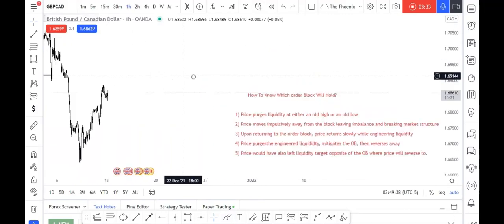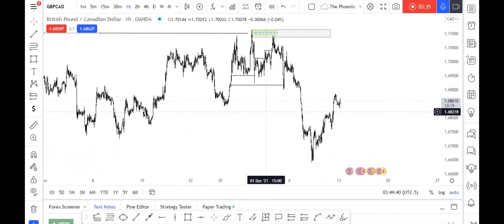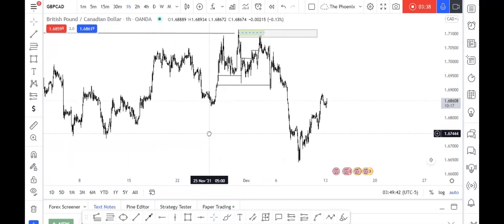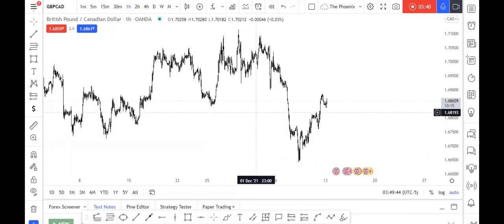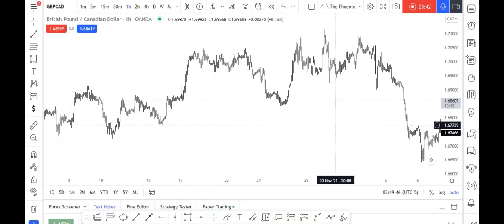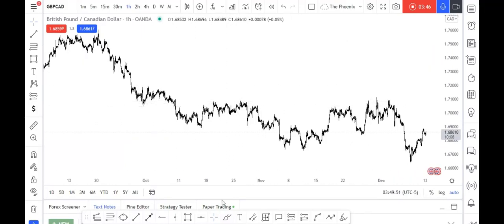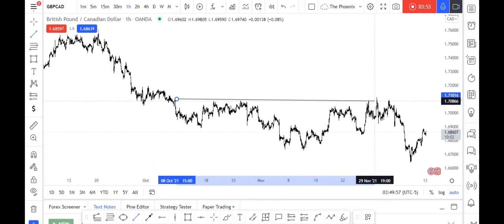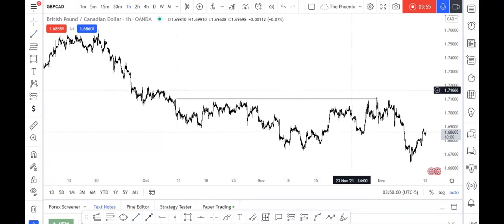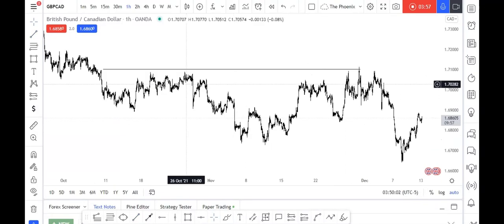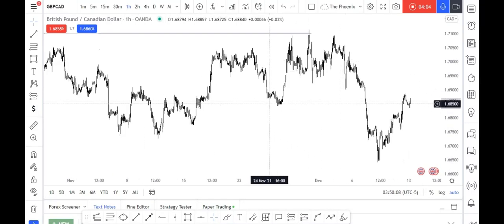So to show you an example or two on the chart, let me remove this. Right, so one quick look, we can see that there was a huge purge of liquidity here. That candle went through this entire area, so all of this internal range liquidity was drawn on.